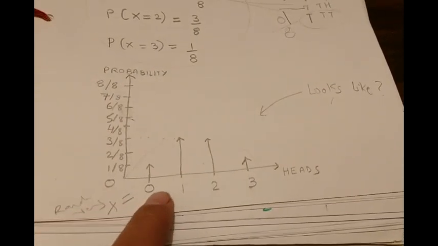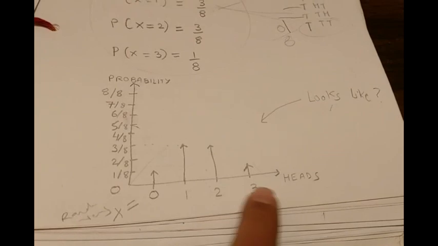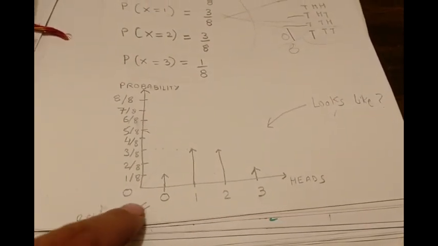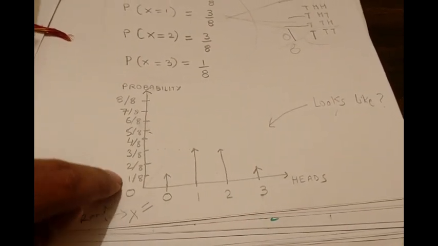So the number of heads can be 0, 1, 2 or 3, and the random variable can take these values with these probabilities, and this graph is called probability distribution graph.